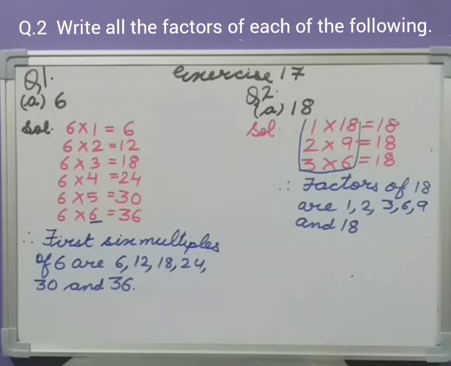Question number 2. Write all the factors of each of the following numbers. Now we have to write down the factors. A, 18. So 1 multiplied by 18 is equal to 18. 2 multiplied by 9 is equal to 18. 3 multiplied by 6 is equal to 18. As we know, factors are in the shape of U. So factors of 18 are 1, 2, 3, 6, 9 and 18.